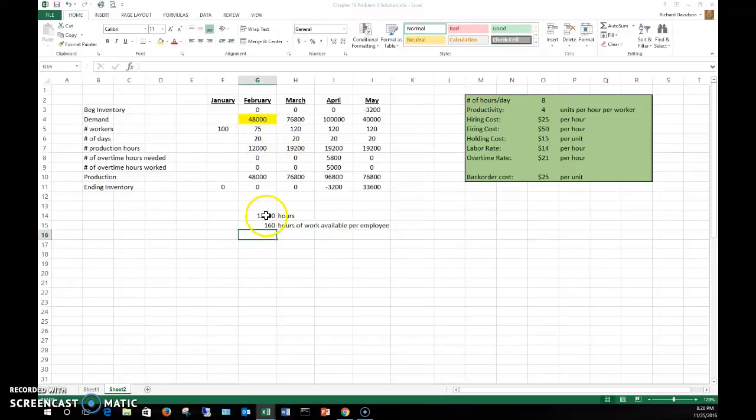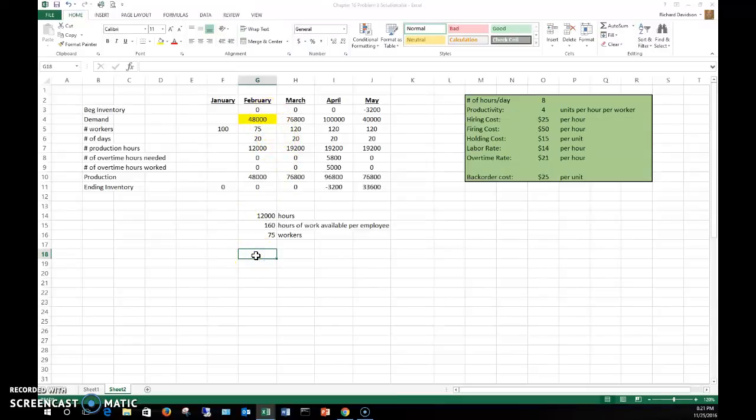But very simply, if we have 12,000 hours of work and each employee can work 160 hours per month, all we have to do is divide the number of hours we need by the number of hours per worker, and that's how many workers we need. In essence, we need 75 workers to work 8 hours a day for 20 days to get to 12,000 hours, and they can make 4 per hour. That'll get to 48,000 units.